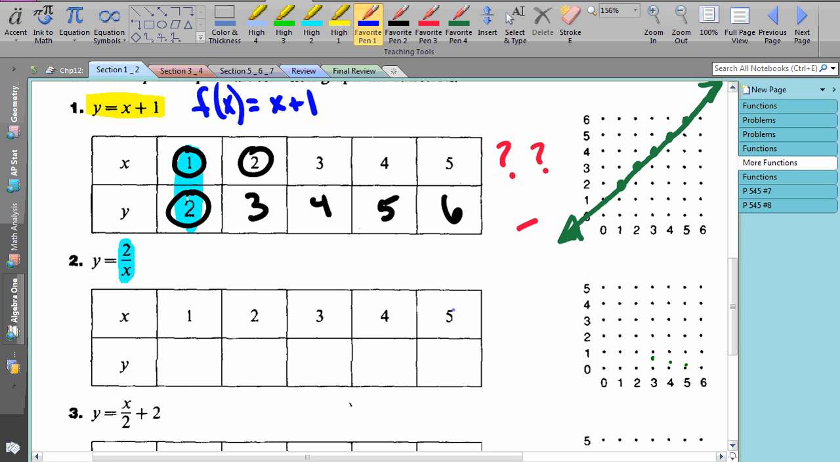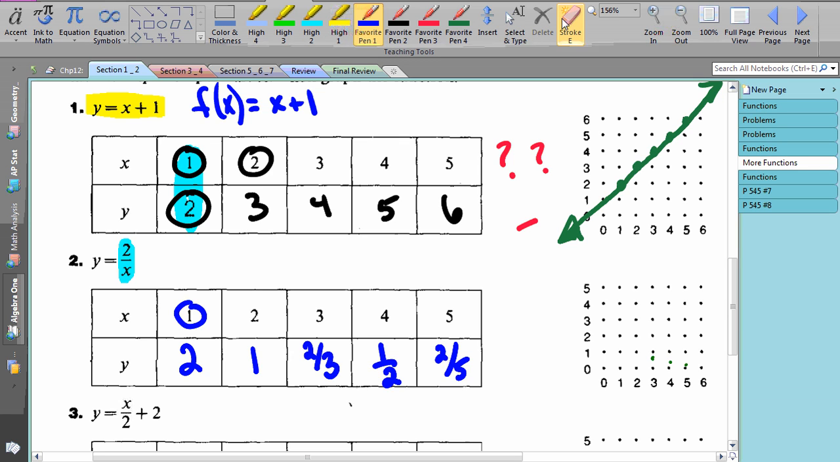They're just guiding us along here and saying, hey look, try these 5 numbers. So if x is 1, 2 divided by 1 is 2. 2 divided by 2 is 1. 2 divided by 3 is 2/3. 2 divided by 4 is 1/2. And 2 divided by 5 is 2/5.